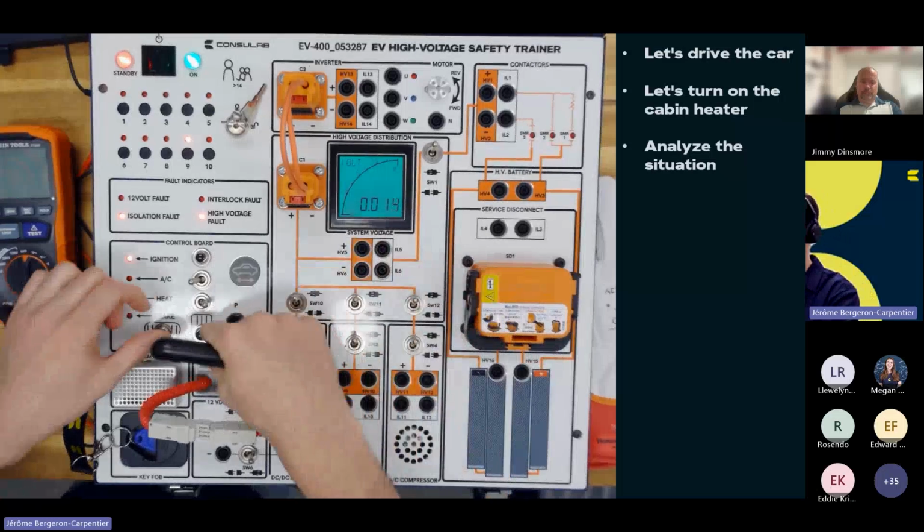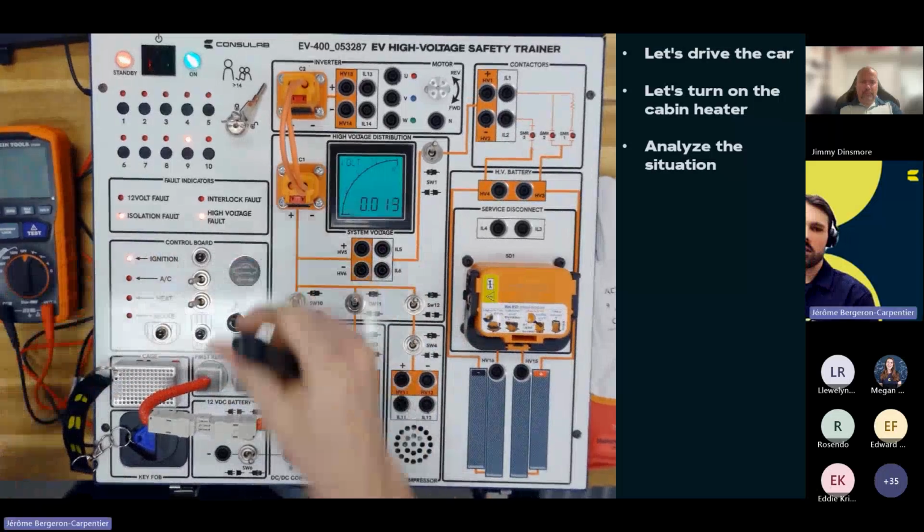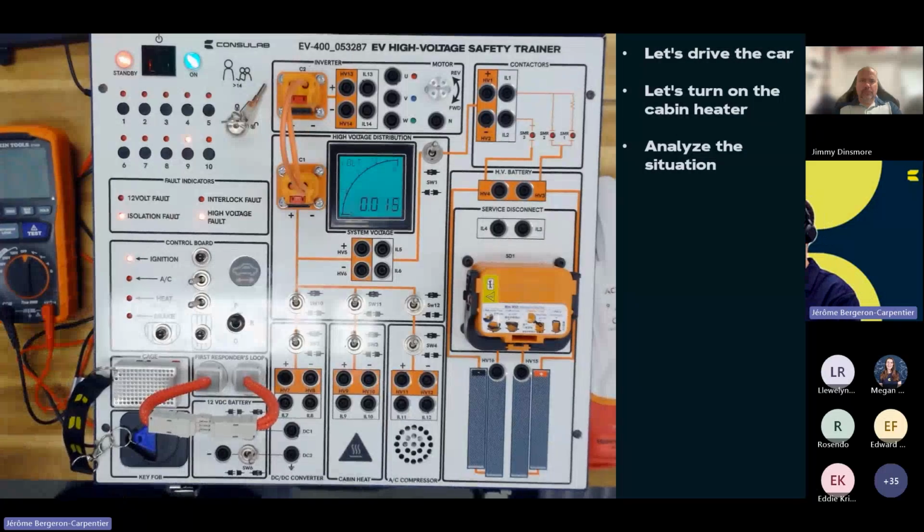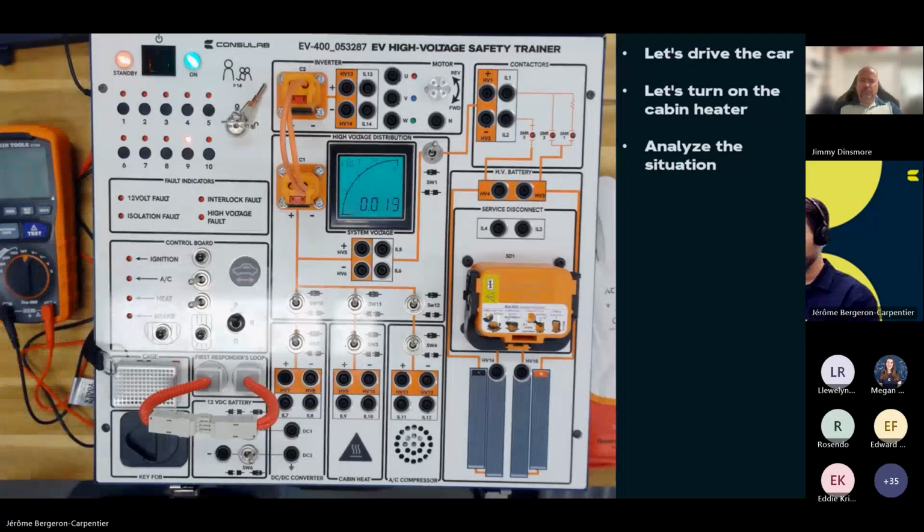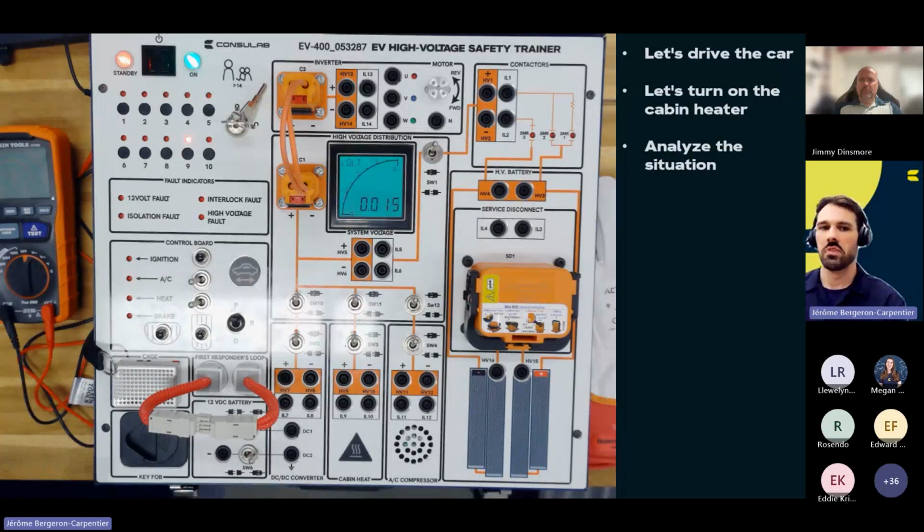We cannot do anything else. So we're just going to put it in park, put the ignition off, and also take off the keys. Now we can analyze and think of a strategy of what we're going to do next, just to find out where the problem actually is.